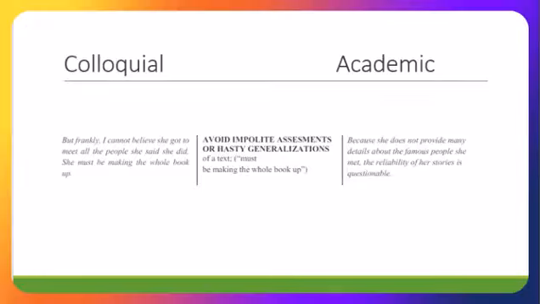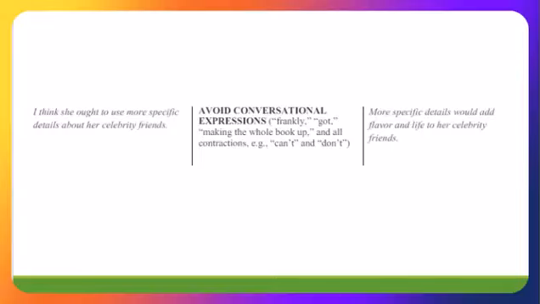Avoid impolite assessments or hasty generalizations. So, for example, but frankly, I cannot believe she got to meet all the people she said she did. She must be making the whole book up. A way to make that nice: because she does not provide many details about the famous people she met, the reliability of her stories is questionable. Avoid conversational expressions, things like frankly, got, making the whole book up, and contractions like can't and don't. And then we see the examples there.